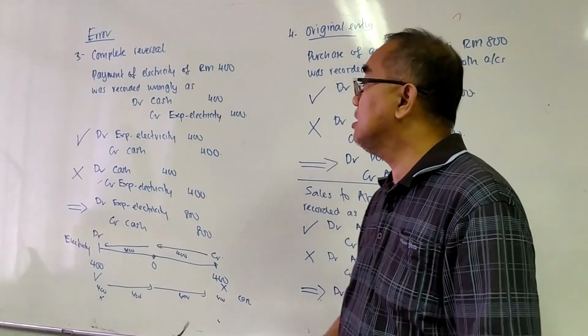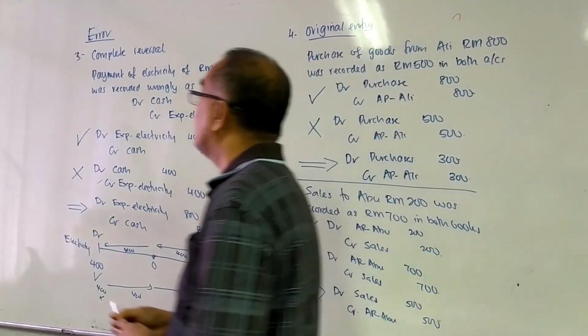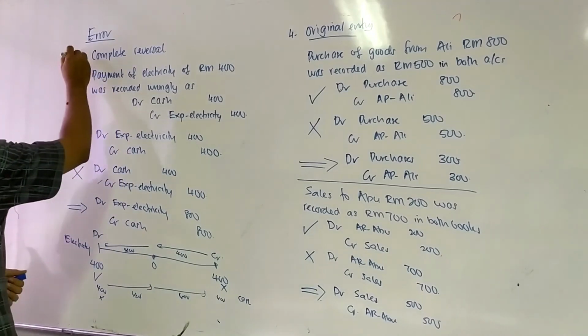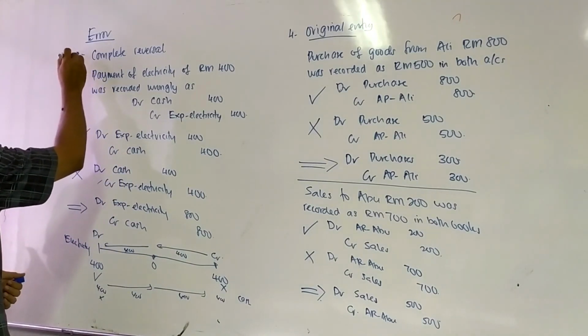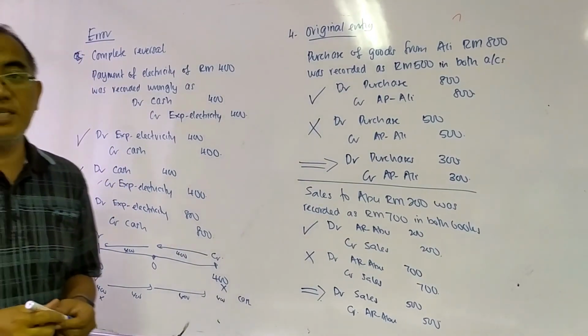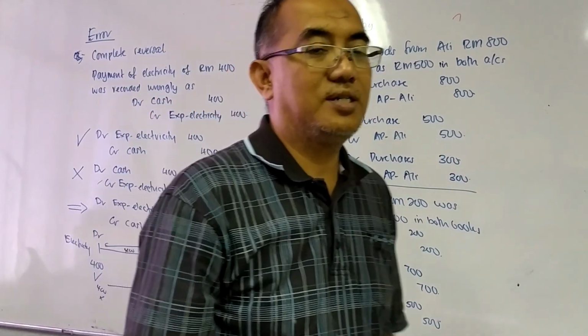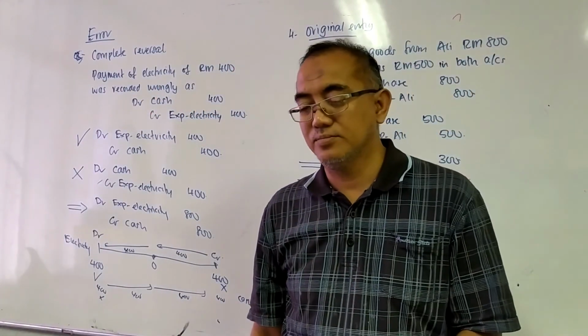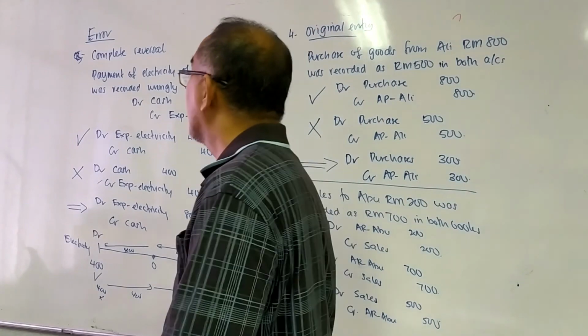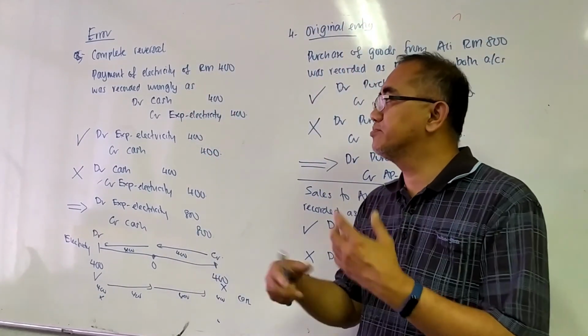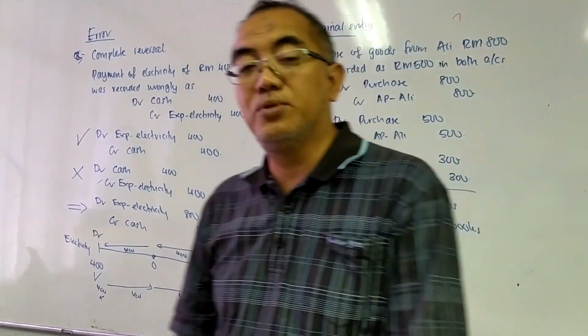Okay, I think that's all. We stop at complete reversal of entry. Compensating errors we just ignore first, because you may have some confusion later on.